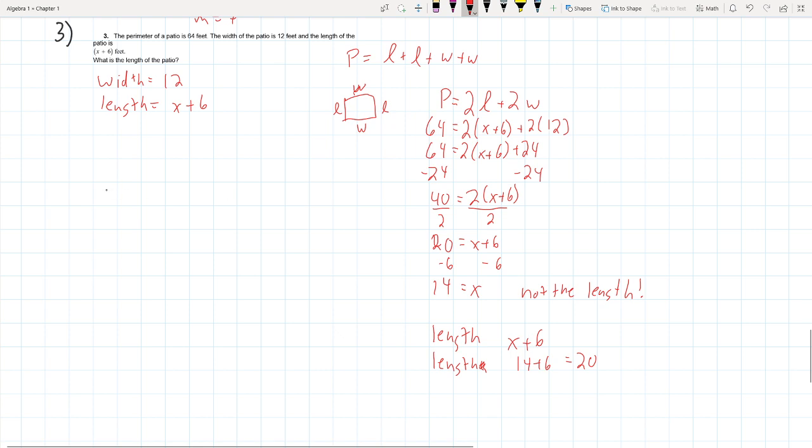And we can test this too. We can say, okay, our perimeter is 2 times the length plus 2 times the width. So our perimeter of 64 should be 2 times the length being 20 plus 2 times 12. So 64, 2 times 20 is 40. 2 times 12 is 24, so 64 equals 64.